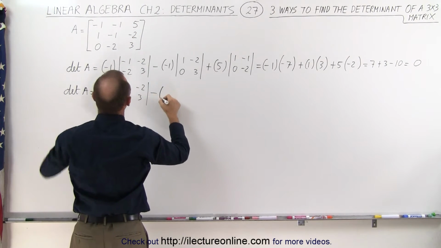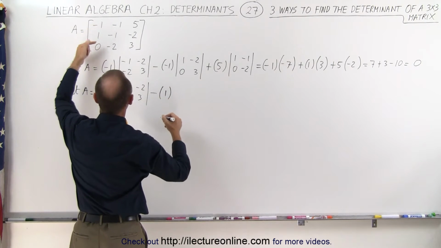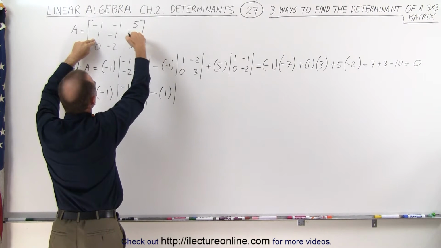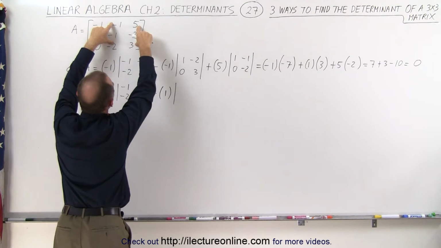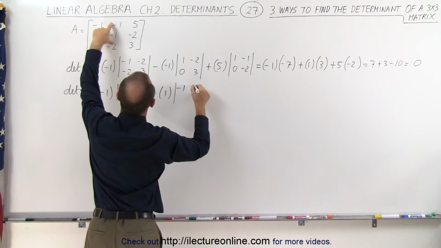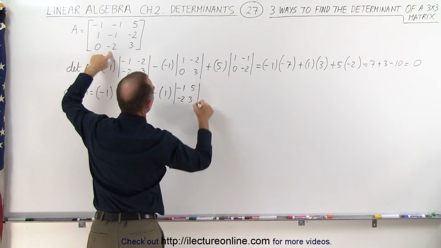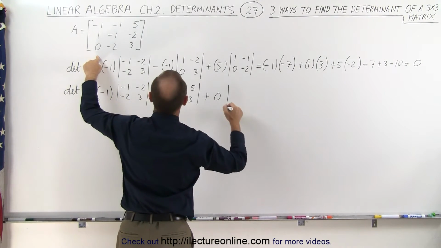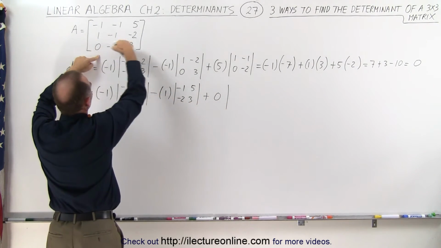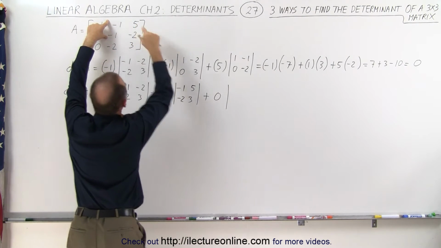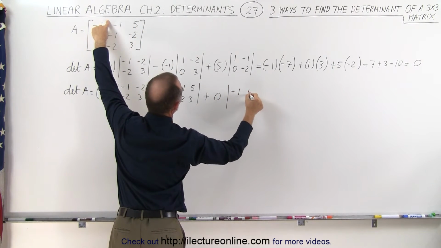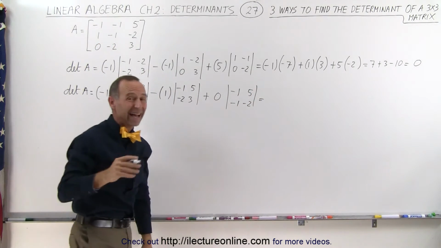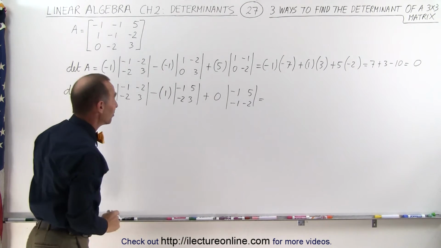So that would be minus this element 1, because we alternate the signs, plus, minus, plus. And if we cross out this row and this column, we have those 4 elements right here. We get minus 1, 5, minus 2, and 3. And then we come down here, that would be plus 0 times, and just so we know how that works, we cross out this row and this column, and we have those 4 elements up here, that would be minus 1, 5, minus 1, and minus 2. And we will get the exact same answer, of course, providing we don't make any mistakes.